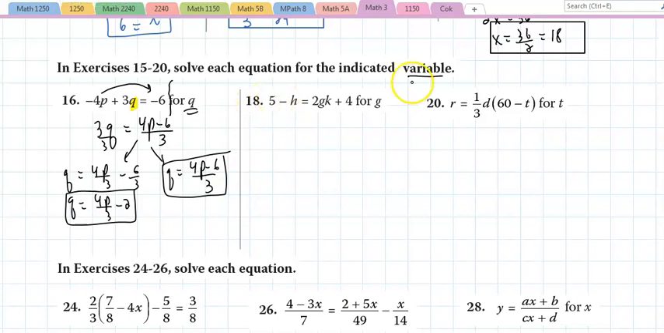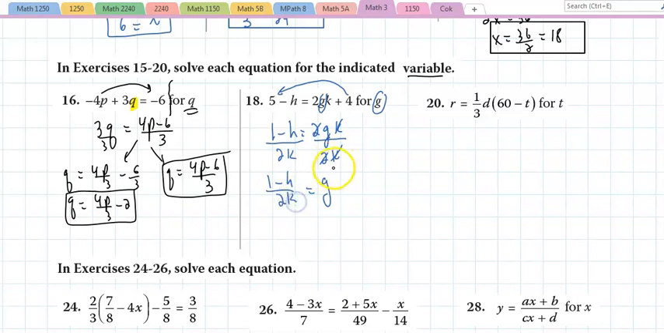I look at number 18. They want me to solve for g. G, there's only one g in the problem right there. So I reverse order of operations. If there's anything added or subtracted, the 4 being added to it, I subtract that from both sides. 5 minus 4 is 1. And do you see that the 2k is being multiplied? I divide by the 2 and the k both sides. And I get g to equal 1 minus h divided by 2k. And that takes care of that problem.